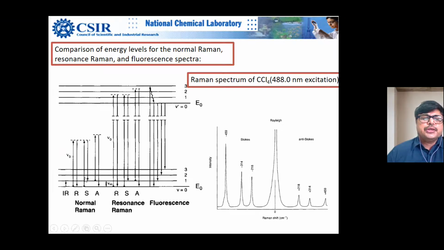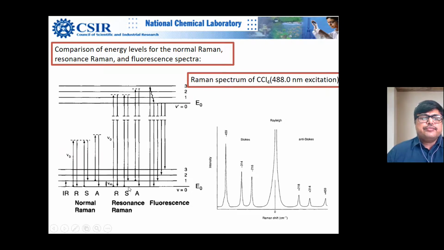Then it comes back, and we call it Stokes. This is Stokes, and this is anti-Stokes. So if the electron is in the higher energy, excited vibronic states, and then it comes back to the ground states, then you have a higher energy photon, and it is anti-Stokes.